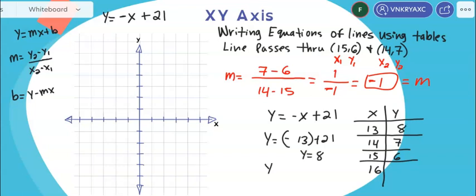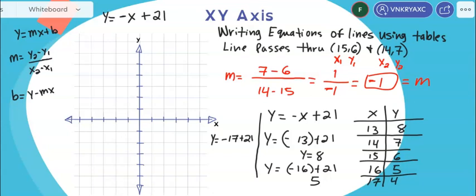Now let's do the other one. Y is equal to negative 16 plus 21. So that should be 5. So yeah, it makes sense. You see it's decreasing in a consecutive order. You see that? 8, 7, 6, 5. So if I do 17, I should get 4. Let's try it. Y is equal to negative 17 plus 21. And yes, y is equal to 4.